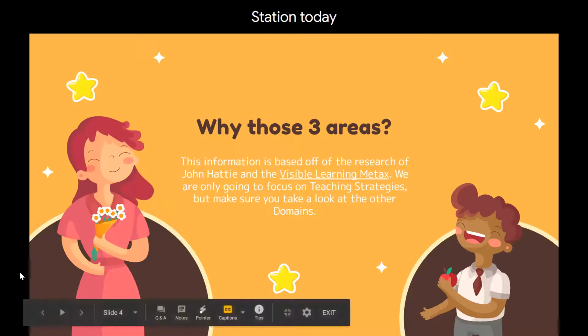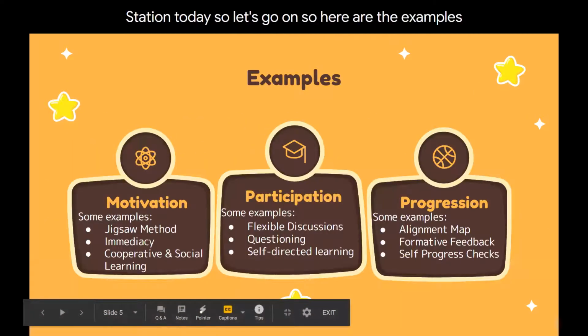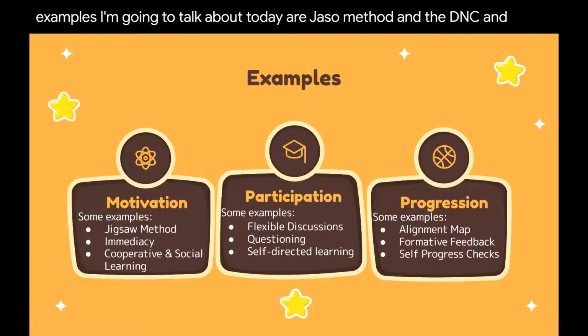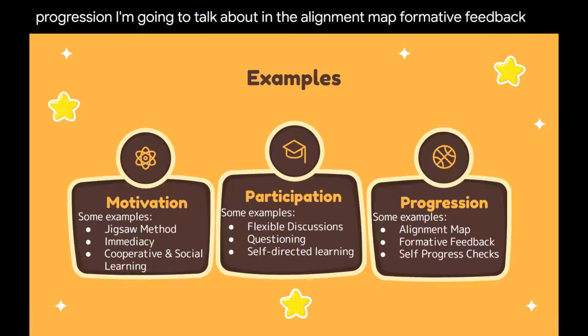Okay, so let's go on. Here are the examples. In motivation, my examples I'm going to talk about today are Jigsaw Method, Immediacy, and Cooperative and Social Learning. For participation, I'm going to talk about examples of flexible discussions, questioning, and self-directed learning. And for progression, I'm going to talk about an alignment map, formative feedback, and self-progress checks.